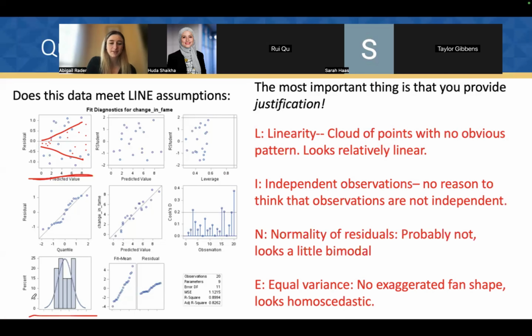Normality of residuals, this is where it gets a little tricky. This here doesn't look super normal to me. You can kind of see this bimodality. So I might say that this is not super met for the residual normality assumption. So cool.